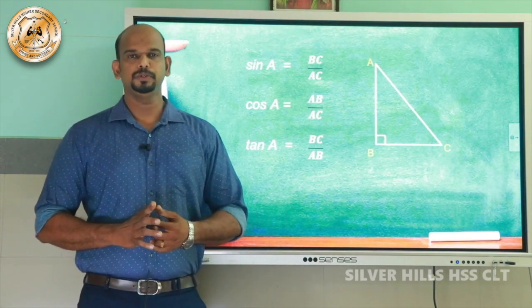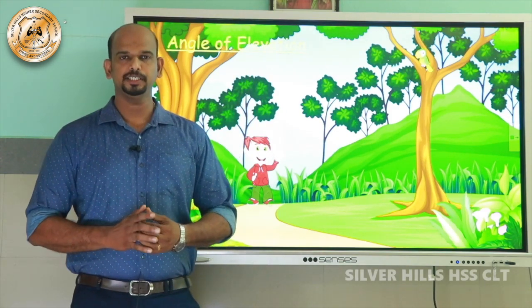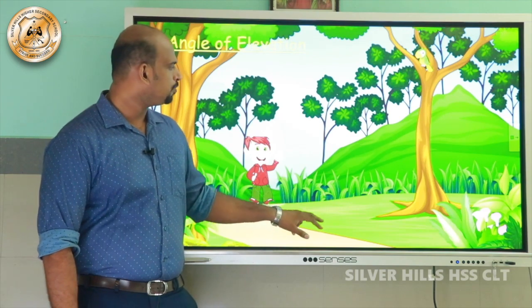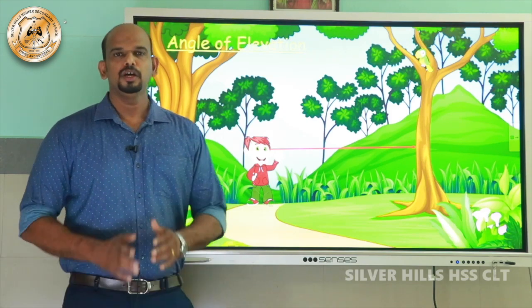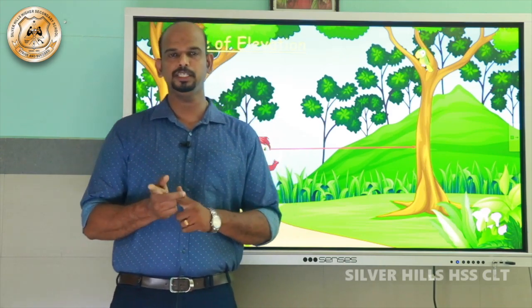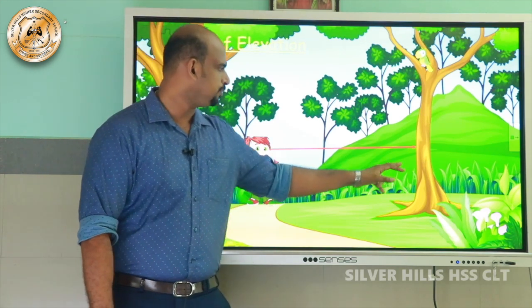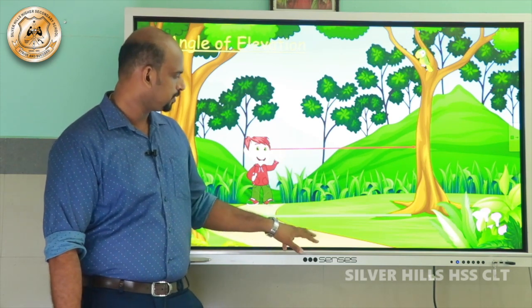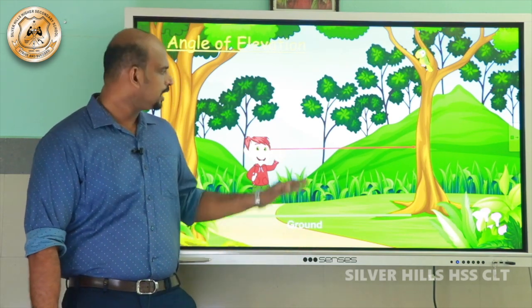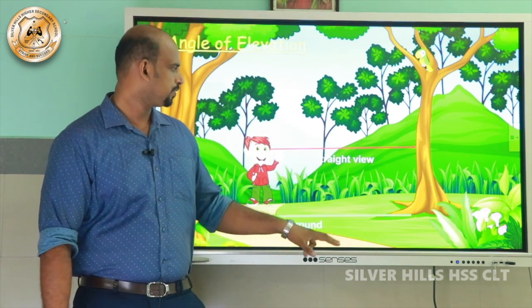Now let us go to today's topic, that is angle of elevation. Look at this figure. Here a boy is looking at a tree. Normally when a person looks at an object without raising or lowering his head, his view is parallel to the ground. That view is called straight view.